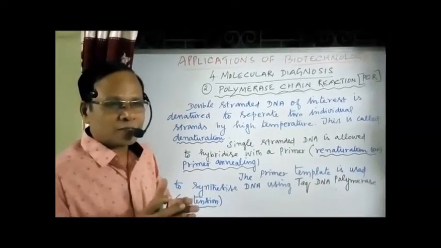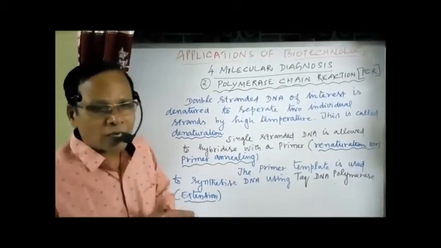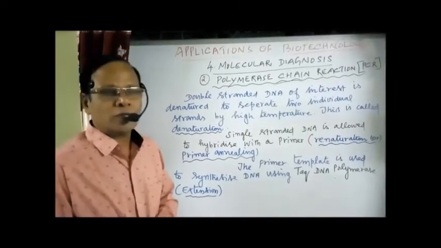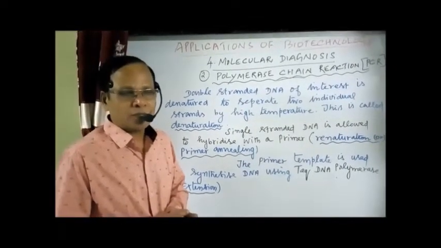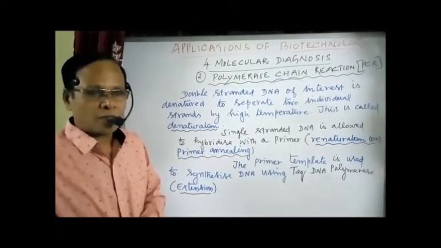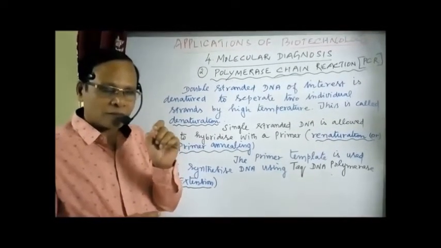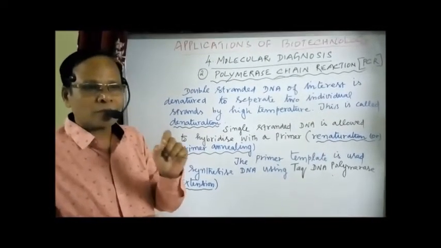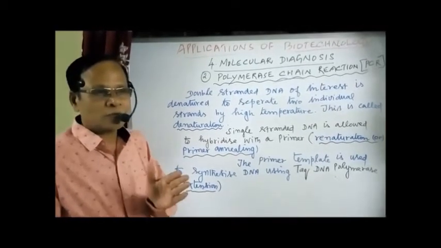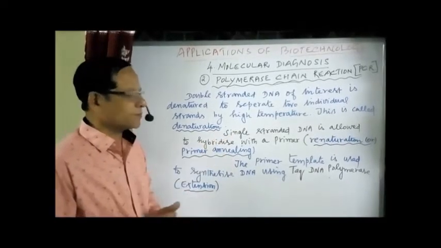Once we get the single-stranded DNA, it is allowed to hybridize with what is called a primer. In the case of DNA replication, the DNA polymerase cannot initiate the process. A small segment of DNA, or RNA, is added as a primer, and that is what initiates the replication process. That is what we call the primer.